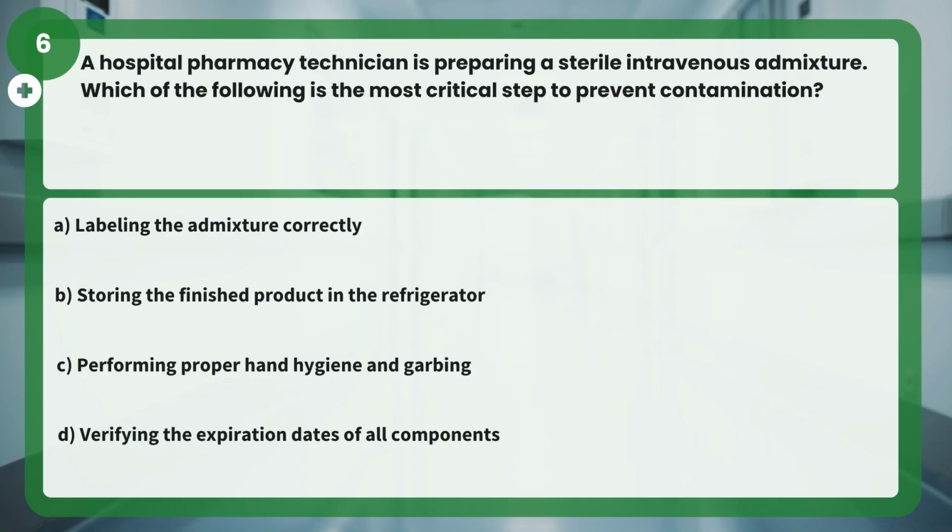Question 6. A hospital pharmacy technician is preparing a sterile intravenous admixture. Which of the following is the most critical step to prevent contamination? A. Labeling the admixture correctly. B. Storing the finished product in the refrigerator. C. Performing proper hand hygiene and garbing. D. Verifying the expiration dates of all components.